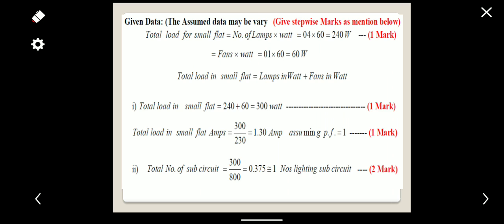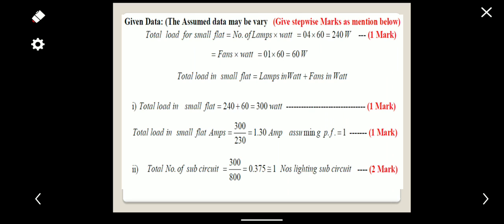So the total load in watts is lamps in watt plus fans in watt. So the total load in the small flat is equal to 240 plus 60 is equal to 300 watt. Then the total load in the small flat in ampere. For calculating the ampere, that means current, how much current is flowing through the wire.